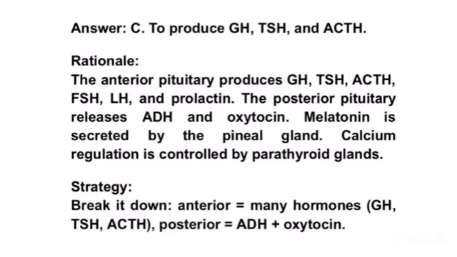Rationale: the anterior pituitary produces GH, TSH, ACTH, FSH, LH, and prolactin. The posterior pituitary releases ADH and oxytocin. Melatonin is secreted by the pineal gland. Calcium regulation is controlled by parathyroid glands. Strategy. Break it down. Anterior equals many hormones, GH, TSH, ACTH. Posterior equals ADH plus oxytocin.